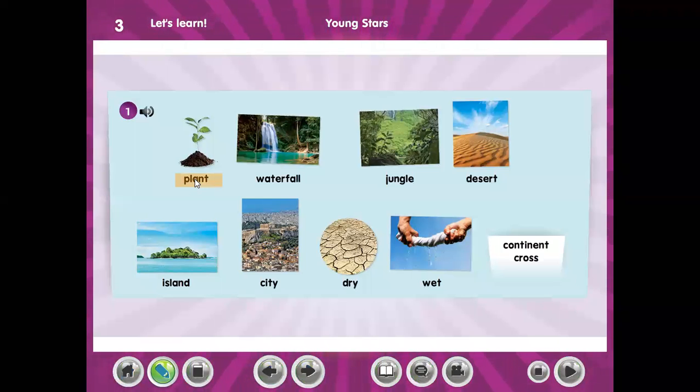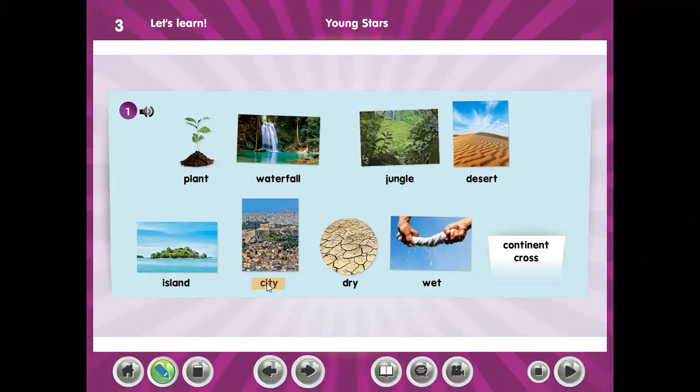Listen and repeat. Plant, waterfall, waterfall. Repeat, please. Jungle, jungle. Desert, desert. Listen and repeat. Island, island. Listen, this is island. It's not island. Listen. Island.